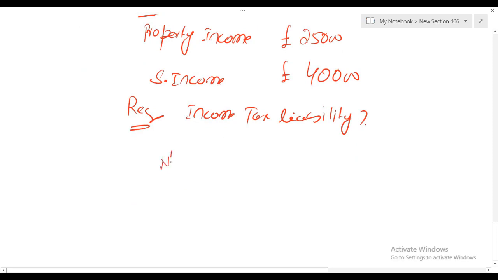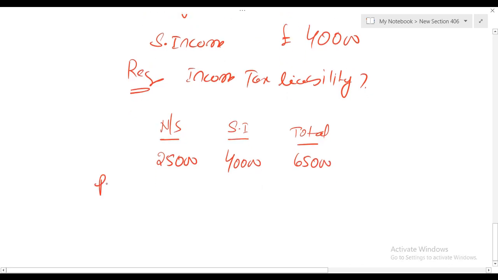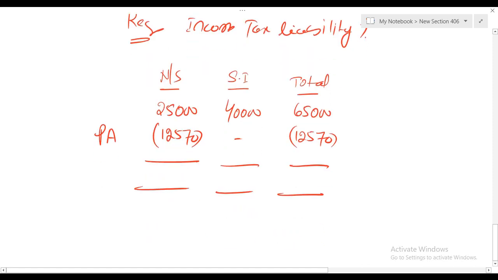So first we need to tax non-saving, saving, and then we'll go for total. Property income is a non-saving income, which is 25,000. Saving income is given to us, 40,000. The total comes to 65,000. Personal allowance is 12570. Here comes the taxable income.